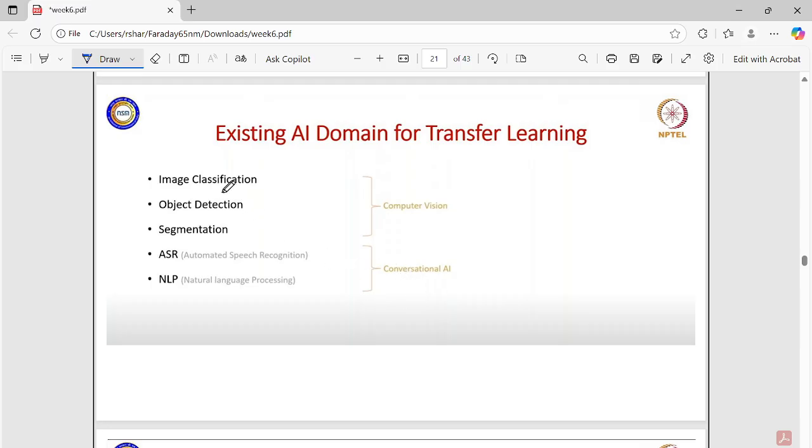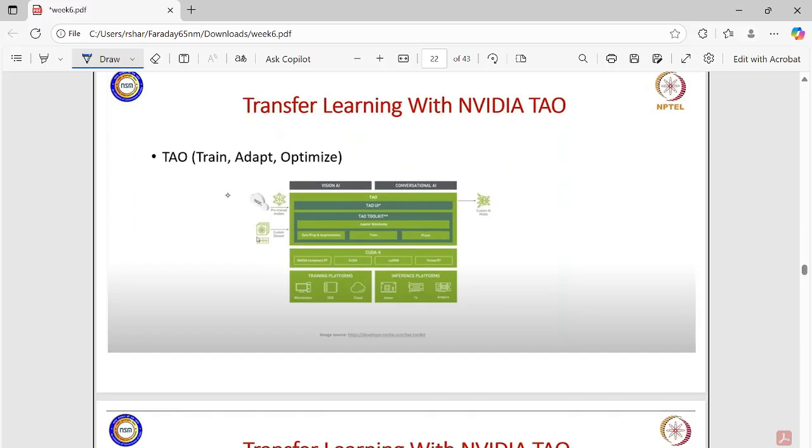So next is transfer learning with NVIDIA. This can be for image classification, object detection, segmentation, or with respect to automated speech recognition or NLP, natural language processing. So next is transfer learning with NVIDIA's TAO. TAO stands for Train, Adapt, Optimize. This NVIDIA TAO toolkit is a no-code, low-code toolkit.